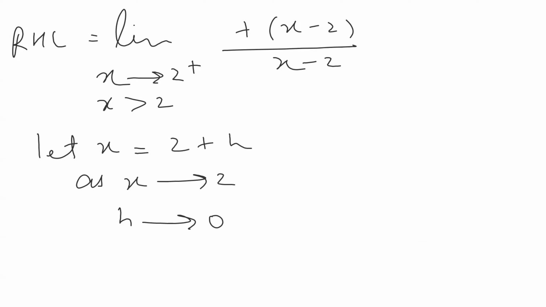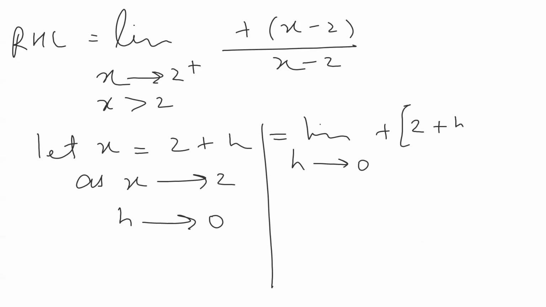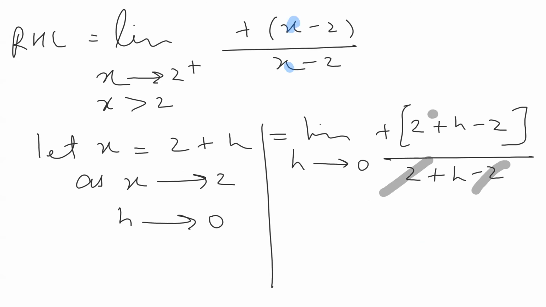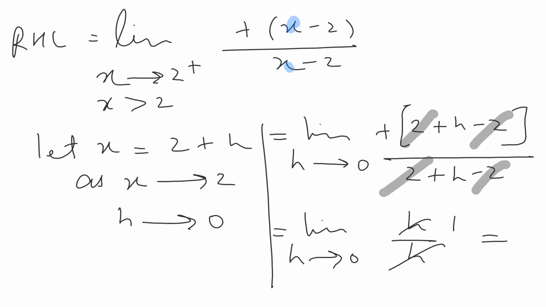So see, this can be further written as limit h approaching 0 plus, 2 plus h minus 2 upon 2 plus h minus 2. Fine. So wherever there is x, I'm just putting 2 plus h. So 2 and 2 will go. Inside also 2 and 2 will go. So this will be limit of h approaching 0 positive h upon positive h, which is, if we cancel this, we'll get 1, and limit of a constant is constant.